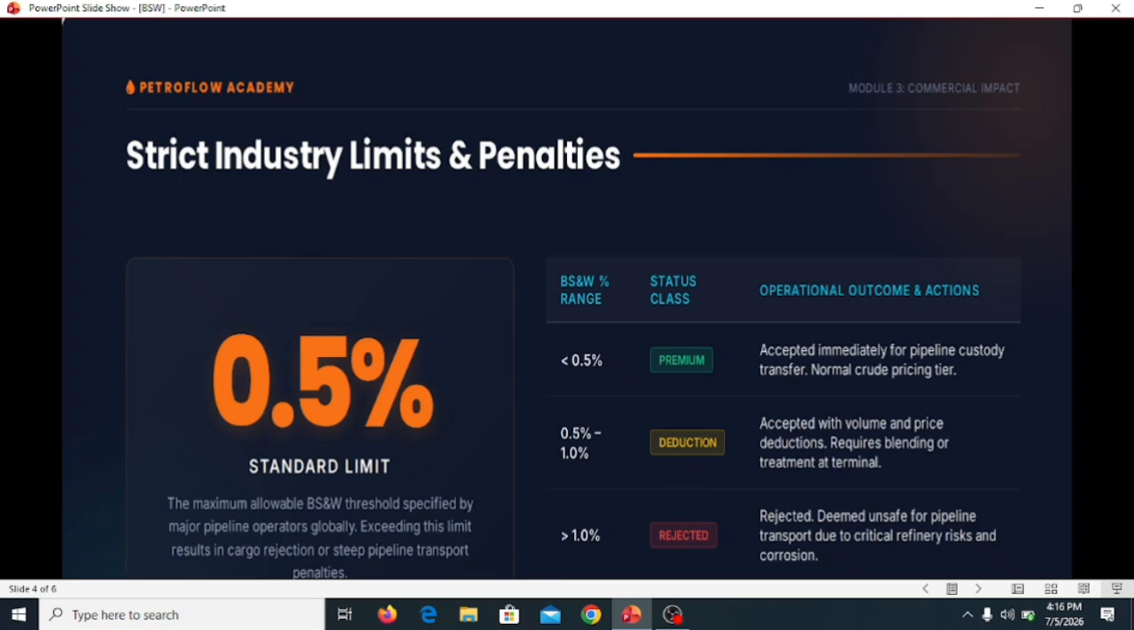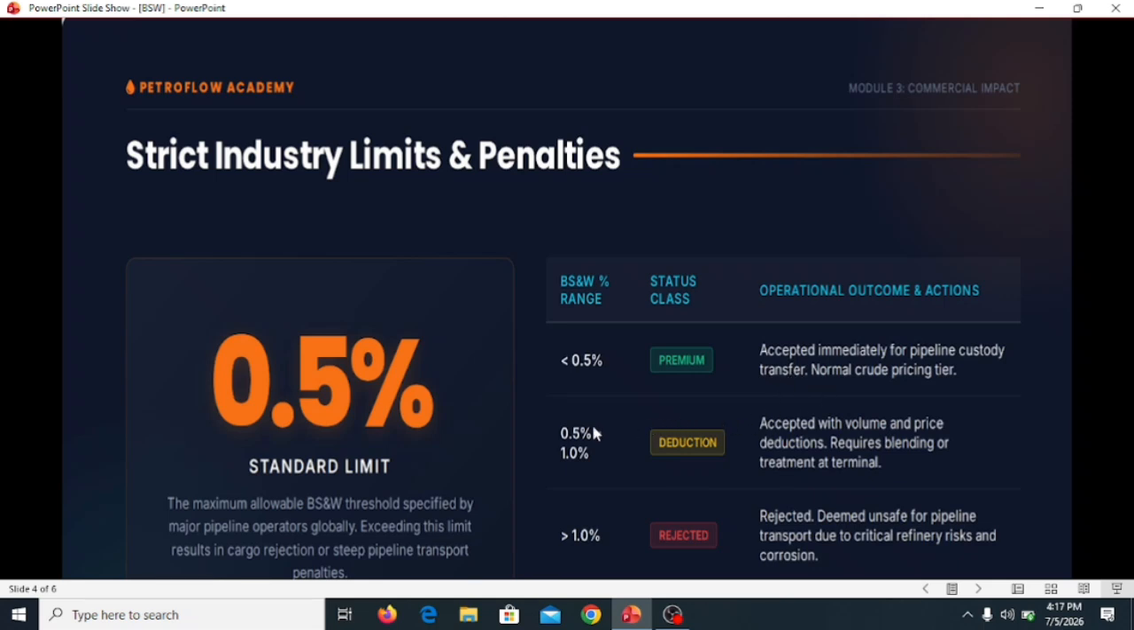So we know that in any refinery, the strict industrial limit and penalties is 0.5 percent of water that we must have in our crude oil for that oil to be acceptable by the refinery. So we have a KPI or benchmark of 0.1 to 0.5. When the oil is less than 0.5, it is accepted immediately for pipeline custody transfer and normal crude pricing. So the crude oil will be accepted by the refinery.